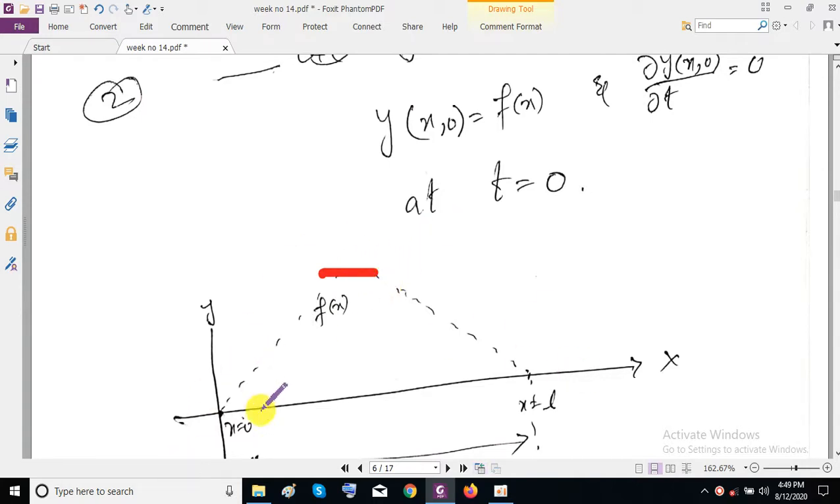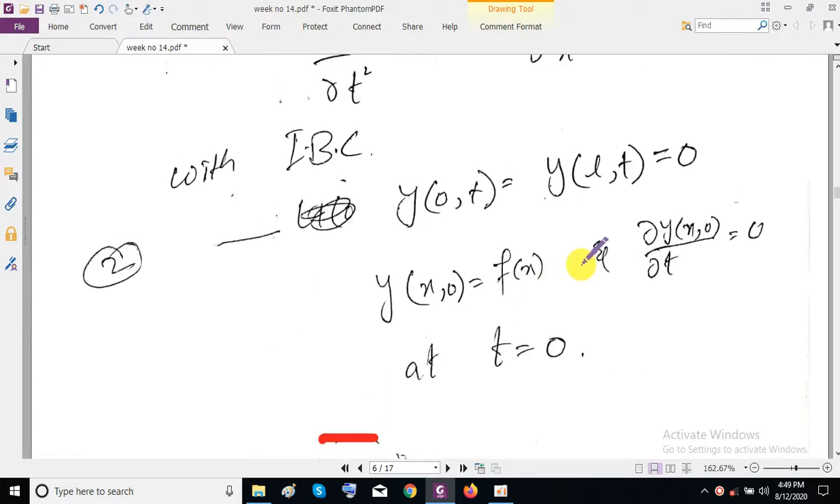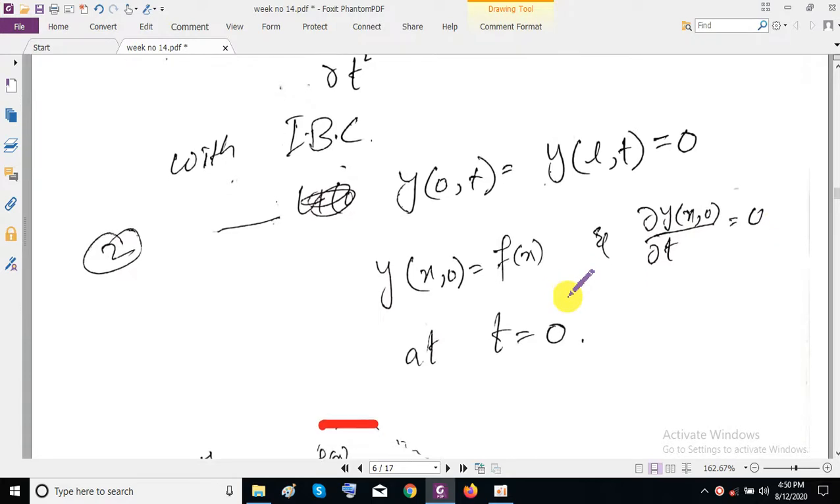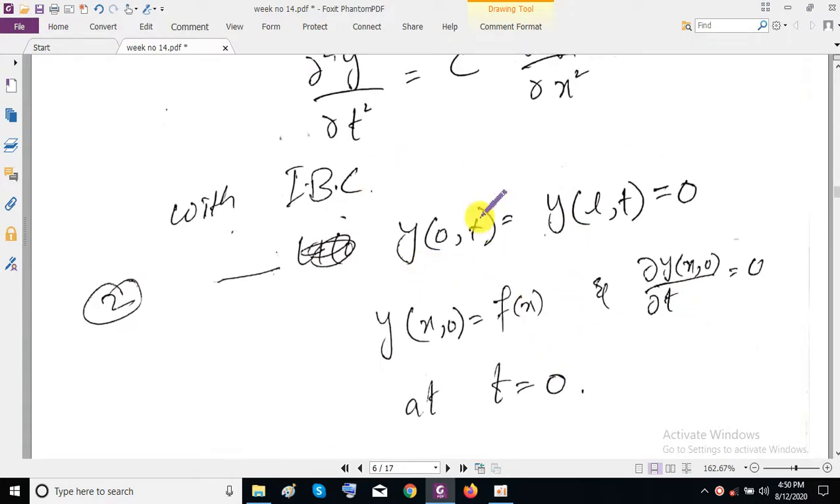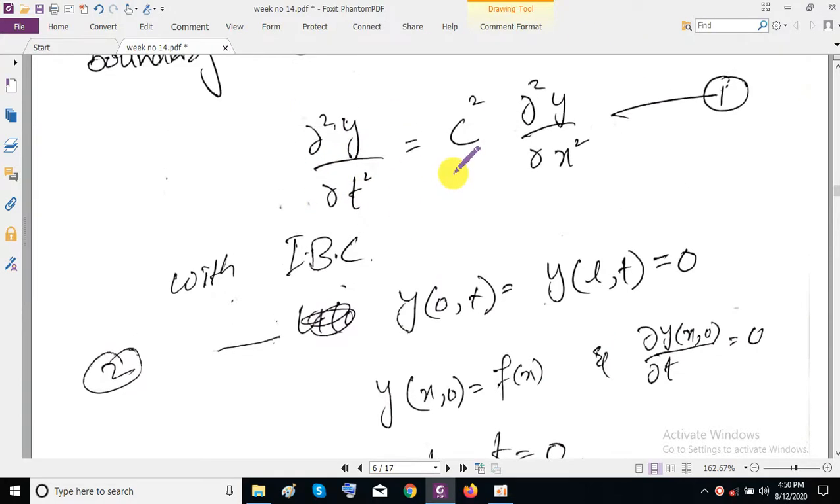Then it starts oscillating and it should behave like a wave. And initially the velocity of the string is 0. So these are the boundary conditions, that initially the velocity of the string is equal to 0. So let's begin with this assumption. This is the initial boundary condition. And this is the wave equation. So let's begin with this assumption.